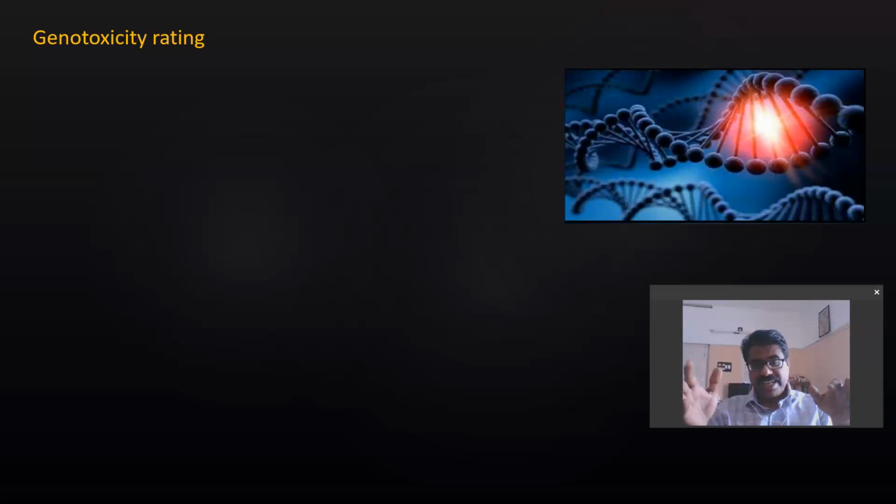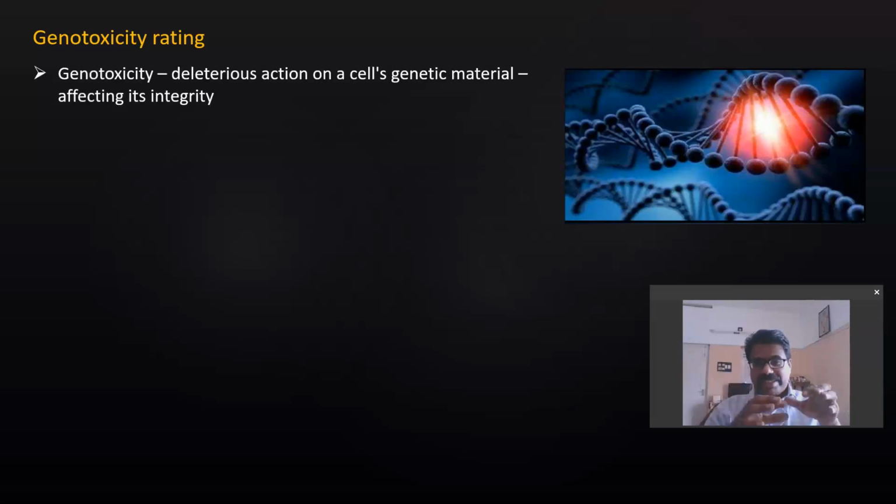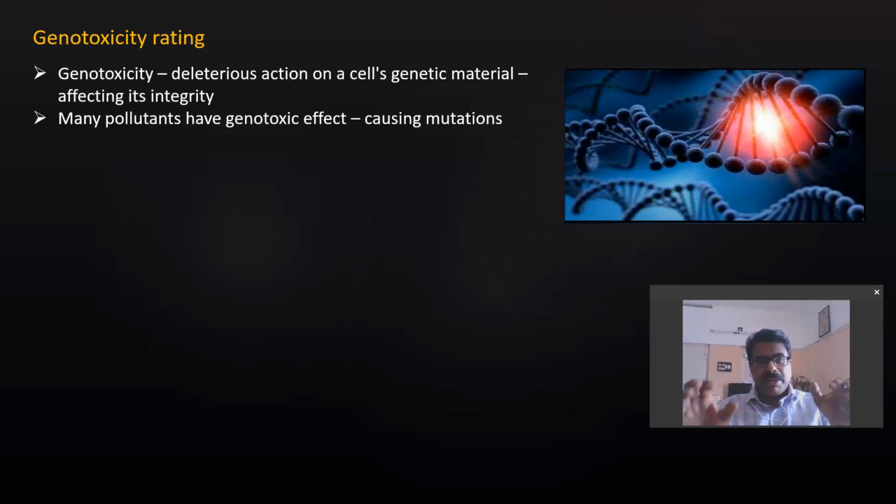So that's about visual rating. And the second one is genotoxicity rating. What is genotoxicity? Genotoxicity is the damage or deleterious action that happens to the cell's genetic material, that is the DNA or nucleic acids. Okay, so if nucleic acids get injured or some deleterious action takes place, the whole integrity of the organism is lost. Here many pollutants have a genotoxic effect, and these injuries or damages caused in the genetic material are called mutations. So the pollutants have the capacity to produce mutations in the genetic material.